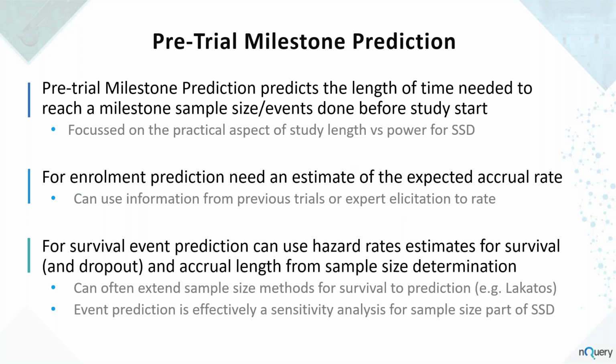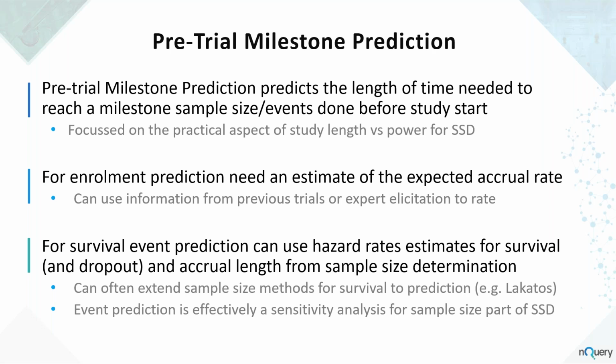Briefly, on pre-trial milestone prediction, we're trying to predict how long our study is going to take to either finish or reach the next interim analysis before the study starts. So we want to know roughly how long this study is going to take to reach its goal. And we're obviously focused on the practical aspect of study length, independently really of the power and sample size determination problem. All we're taking is we have this sample size or events we need to reach. How long is that going to take based on our pre-trial assumptions?